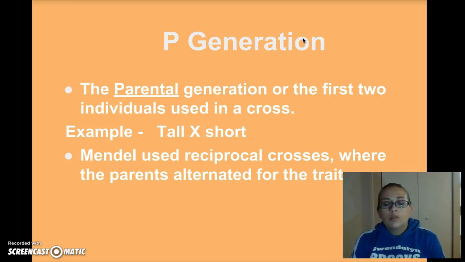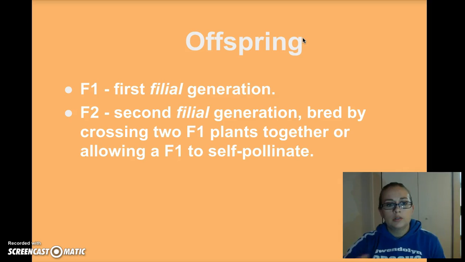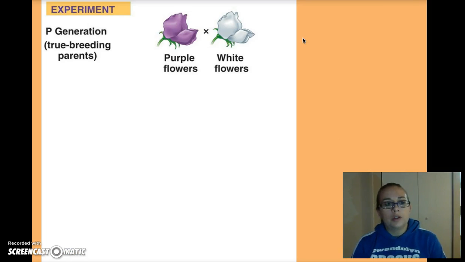Mendel used reciprocal crosses where the parents alternated for the trait. So if one was tall, the other was short. And then the offspring, or the first generation, you call it F1 or first filial generation. When you cross 2 F1 plants together, then you have the F2 generation, or the second filial generation. And so this can either be done by crossing 2 different F1 plants together, or you could allow an F1 plant to self-pollinate, and then their offspring would also be considered that F2 generation.